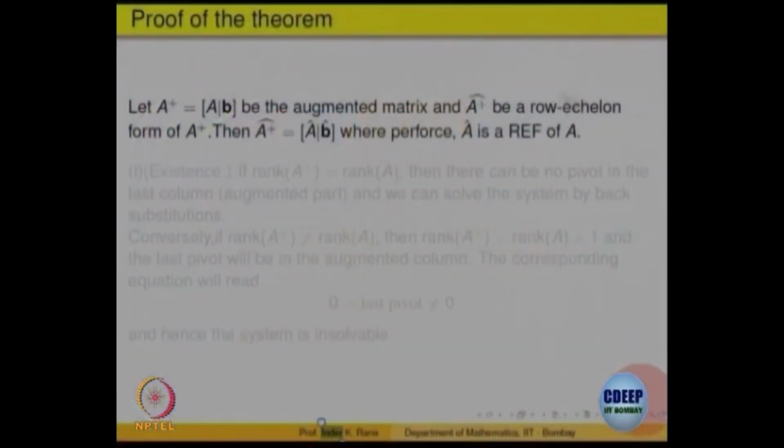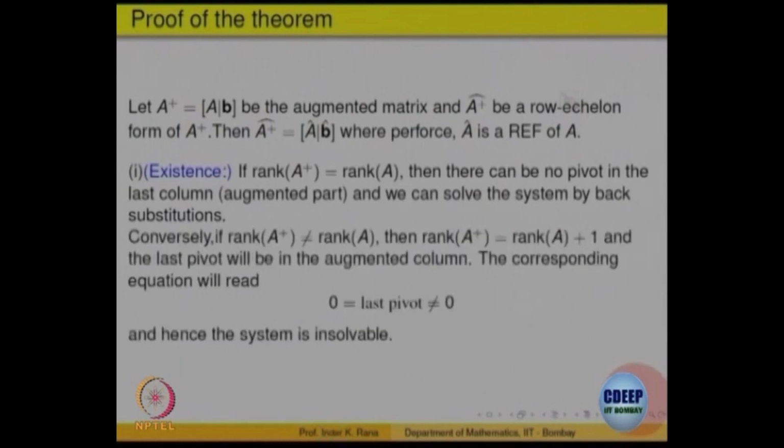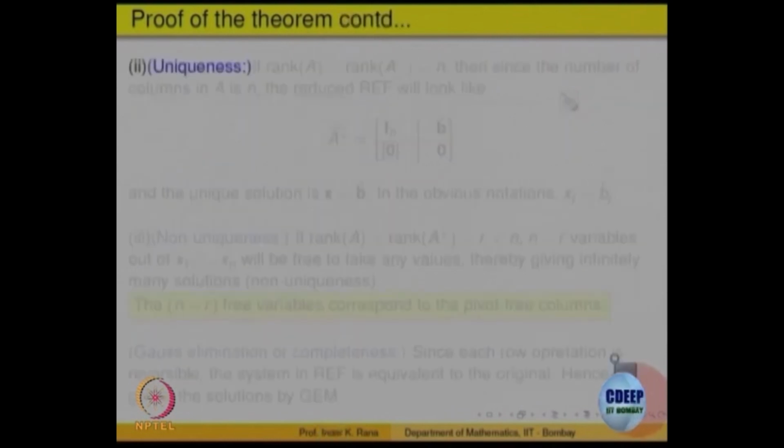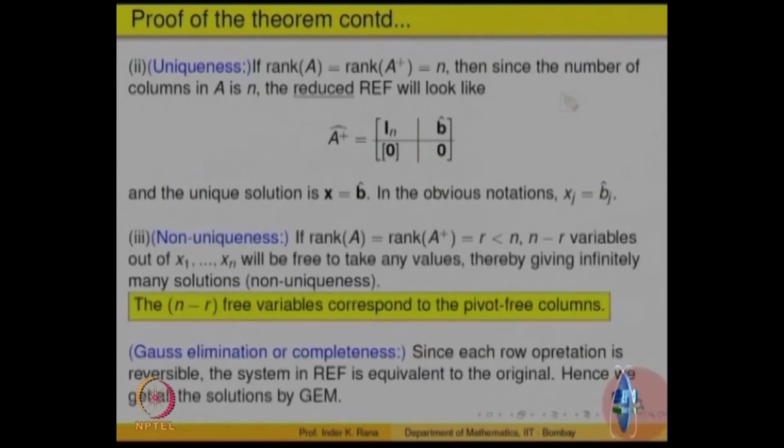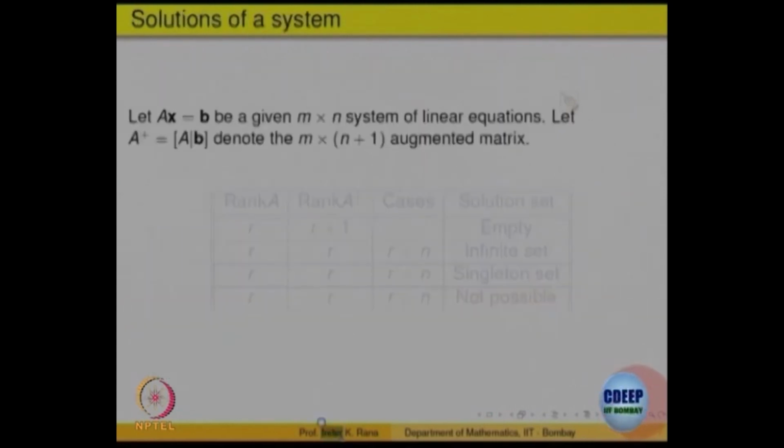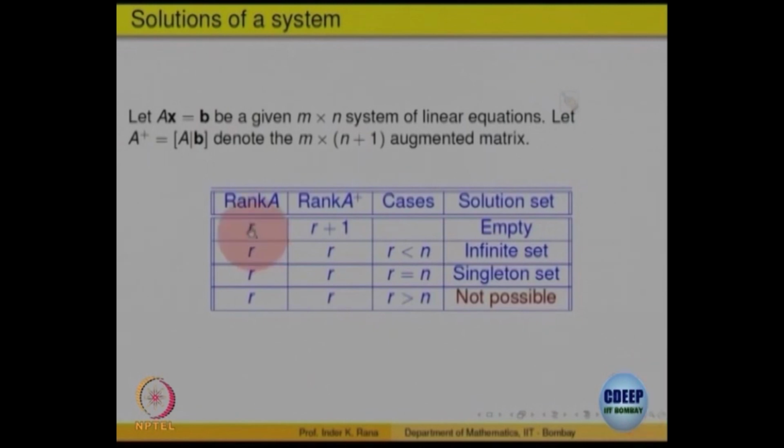I think the proof of existence we have already gone through, so let us skip the proof. Uniqueness also we have gone through. So, I am just summarizing now. If the rank of A is r, the rank of A plus is at most r plus 1, since one more column is there in the augmented matrix. So, the possibility is that the rank of A is equal to r, but the rank of the augmented matrix is r plus 1, then there is no solution, it is an inconsistent system. The set of all solutions is an empty set.